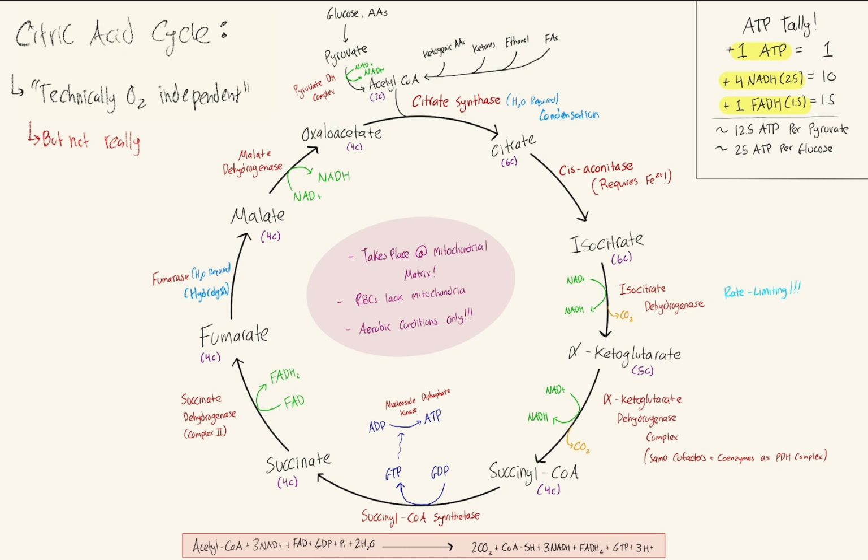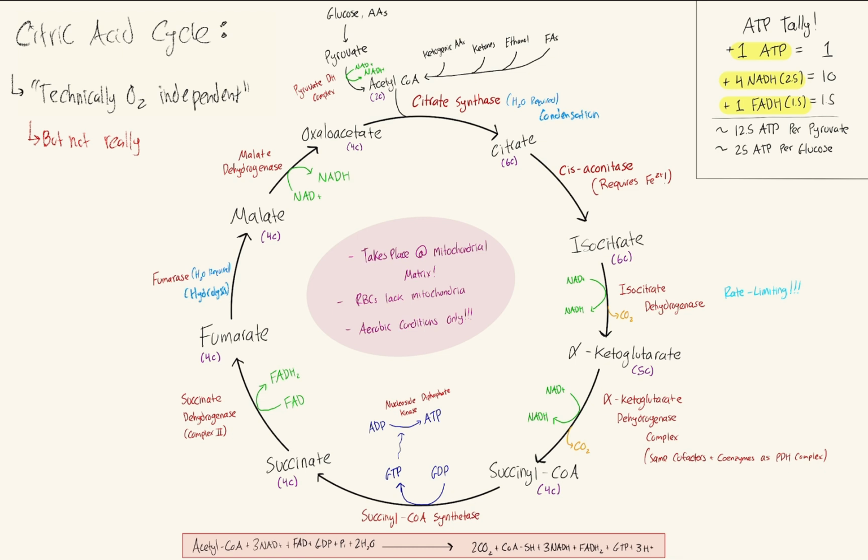And so I've written a tally here. We've made directly 1 ATP through this step here. We have made 4 NADHs, and I say 4 because one of them came from the production of acetyl-CoA. And we have made 1 FADH2 through succinate dehydrogenase. NADH produces approximately 2.5 ATP per molecule. FADH2 produces approximately 1.5 ATP per molecule, which means all of this for 1 pyruvate molecule is around 12.5 ATP per pyruvate.